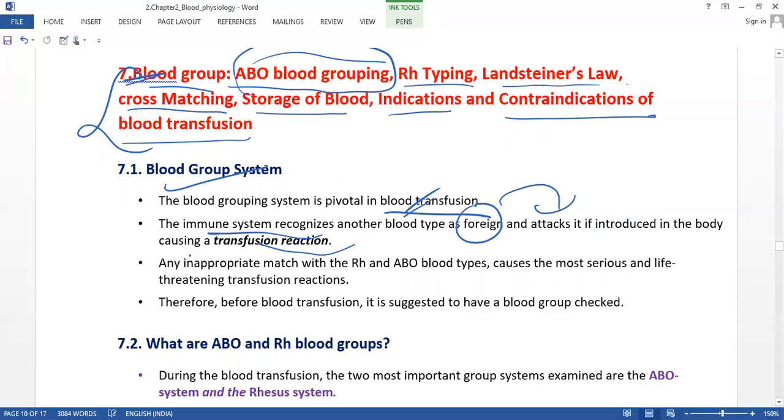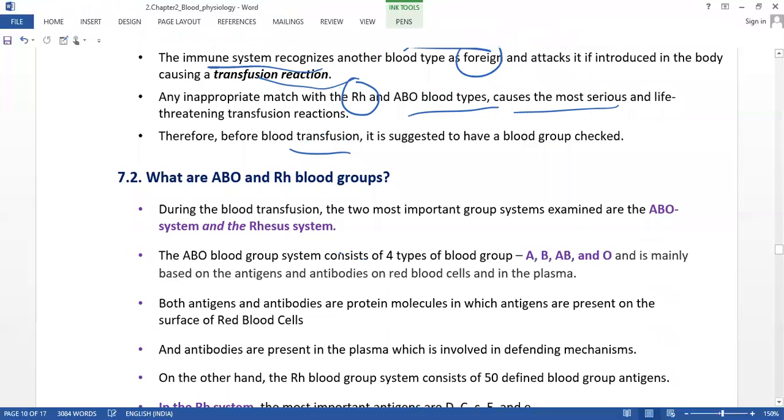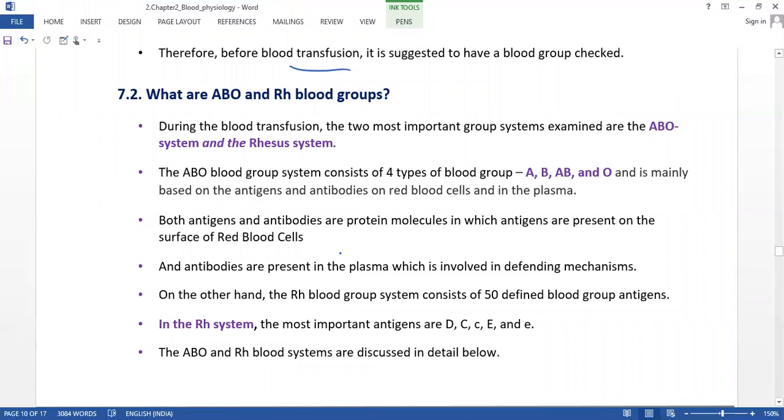If any inappropriate match happens with the Rh and ABO blood types, that may cause a very serious issue for the person. If the blood of the patient doesn't match, it will definitely be serious. Therefore, checking is very important before blood is transferred from the donor to the patient. So what are the ABO and Rh blood groups? During blood transfusion, the two most important group systems come into the picture: the ABO system and the Rh system.